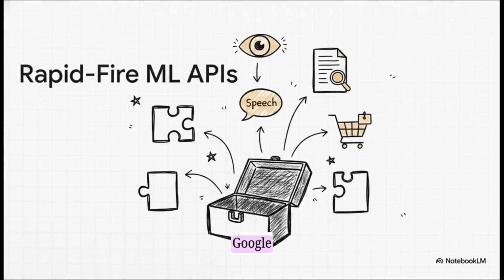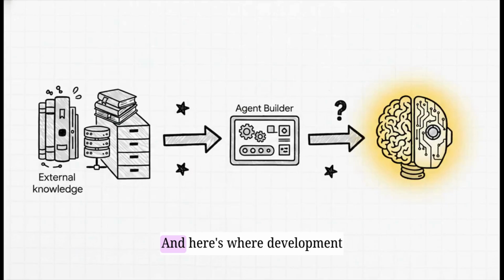Now, if we crack open Google's Model Garden, it reveals this massive arsenal of out-of-the-box ML APIs. You've got these incredible pieces you can just instantly plug in, like the Cloud Vision API, natural language, cloud speech, translation, all the way to highly specialized ones like the Document AI API and the Retail API. So the big takeaway here is that you're empowered to solve complex business problems instantly, plugging in world-class AI without reinventing the wheel.